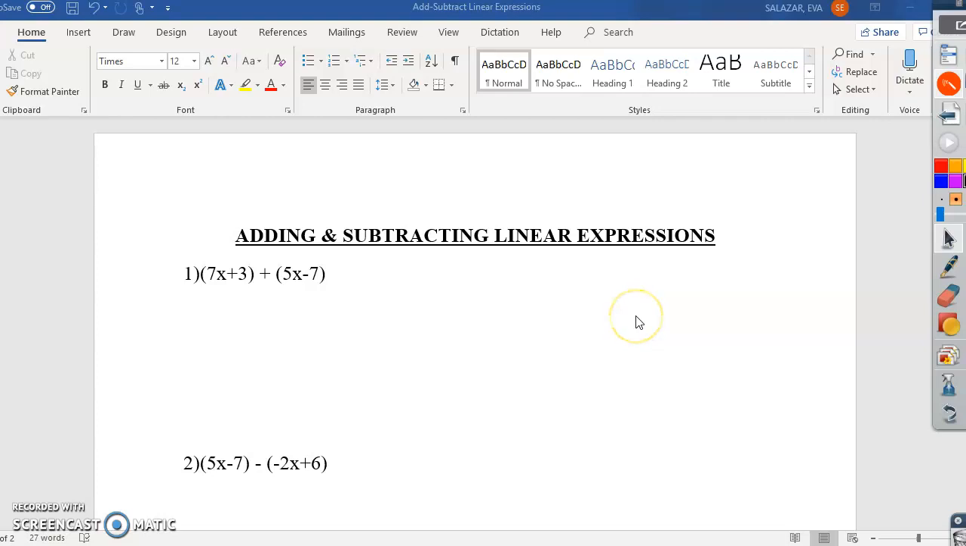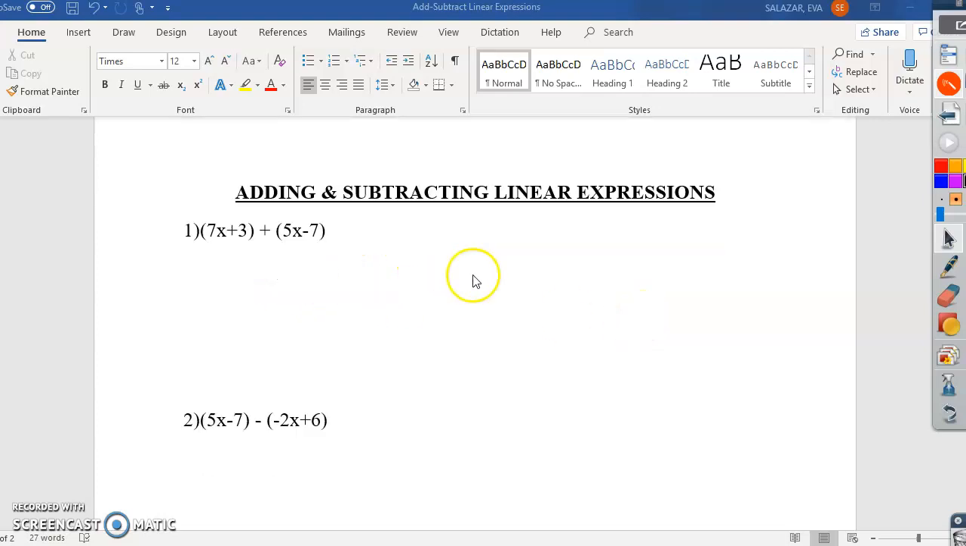Hi everyone, today we're going to be working with adding and subtracting linear expressions. We're going to begin with an addition of a linear expression. Let's review a little bit on linear expressions.